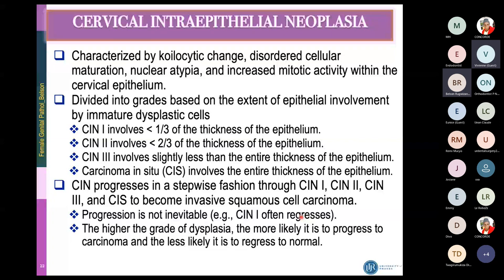It can regress just spontaneously. So the higher the grade of this, yes?